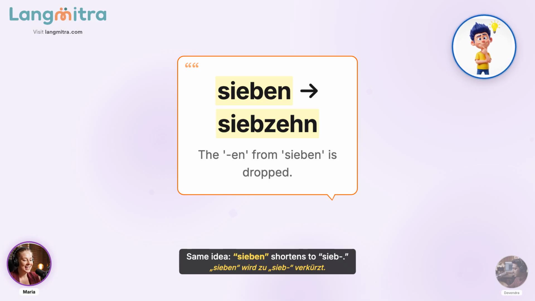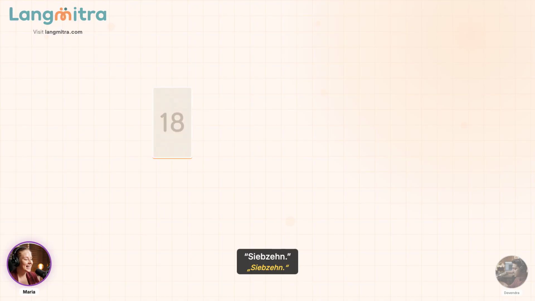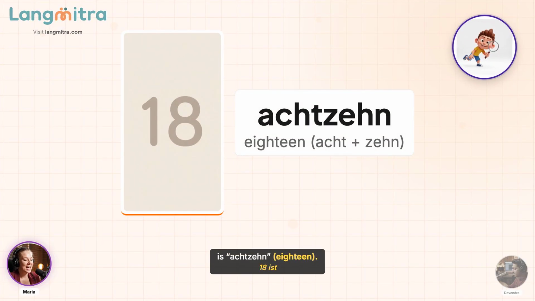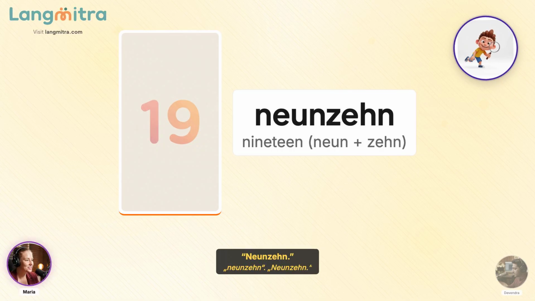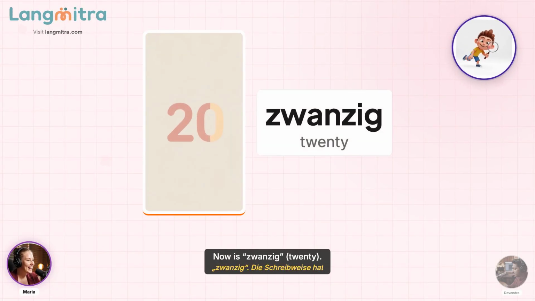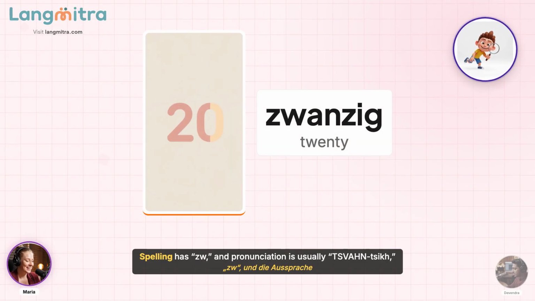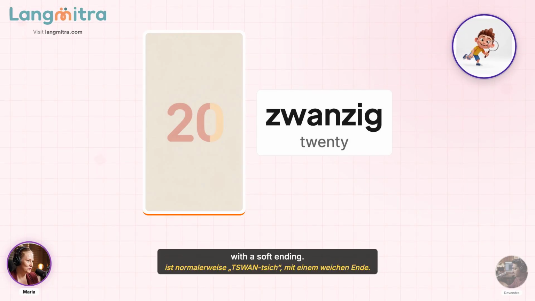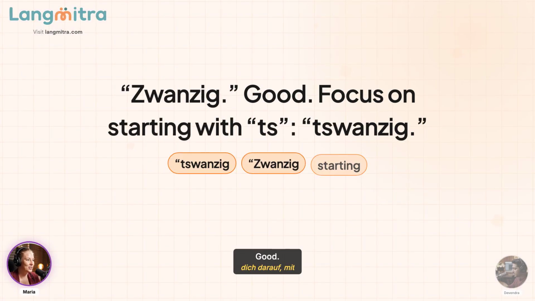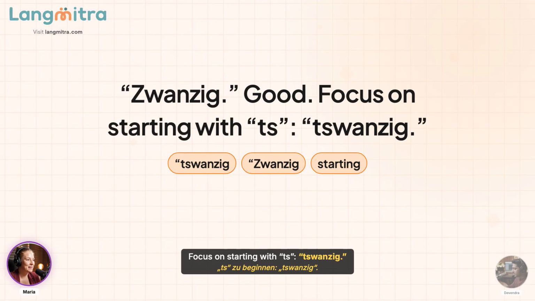Same idea. Sieben shortens to sieb. Siebzehn. 18 is achtzehn. Achtzehn. 19 is neunzehn. Neunzehn. Fantastic. Now 20 is zwanzig. Spelling has zig and pronunciation is usually zwanzig with a soft ending. Zwanzig. Good. Focus on starting with ts, zwanzig.